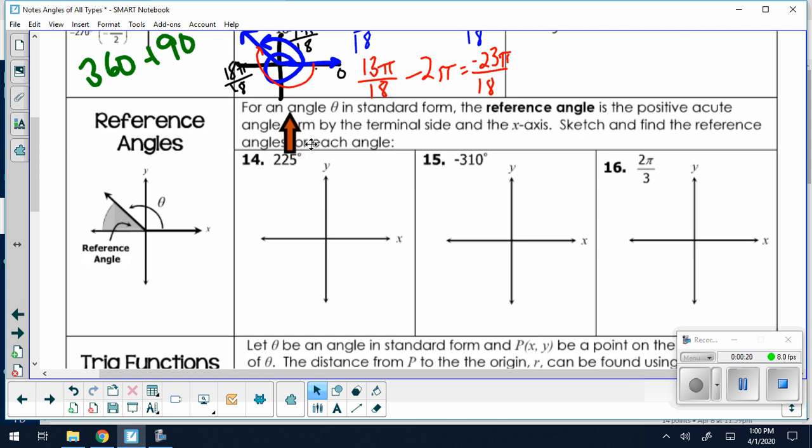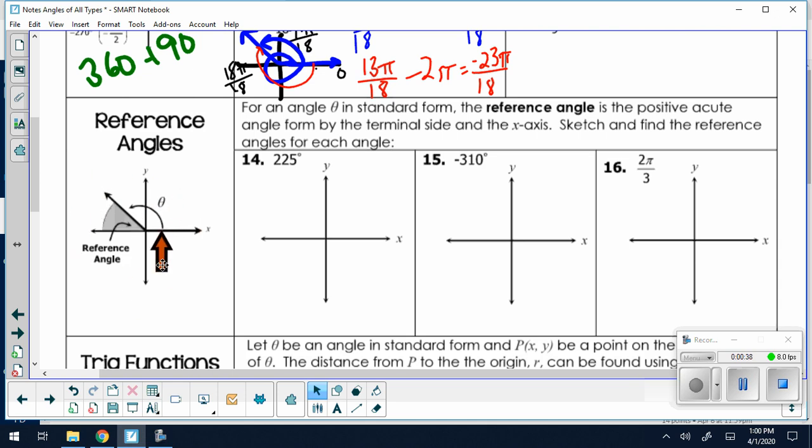For an angle theta in standard form, the reference angle is the positive acute angle formed by the terminal side and the x-axis. Sketch and find the reference angles for each angle. So we're going to start over here.